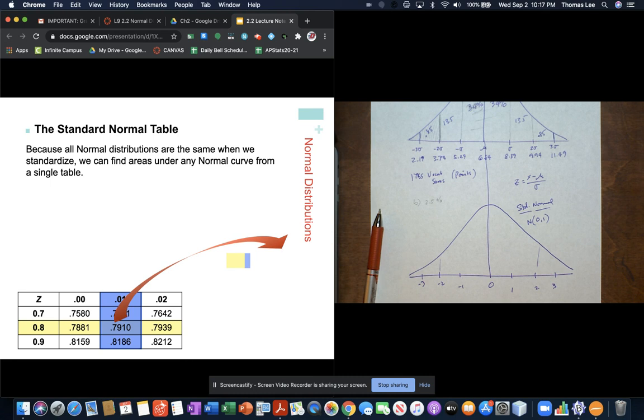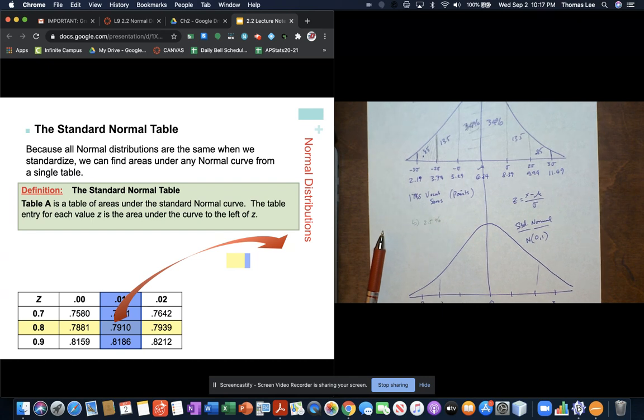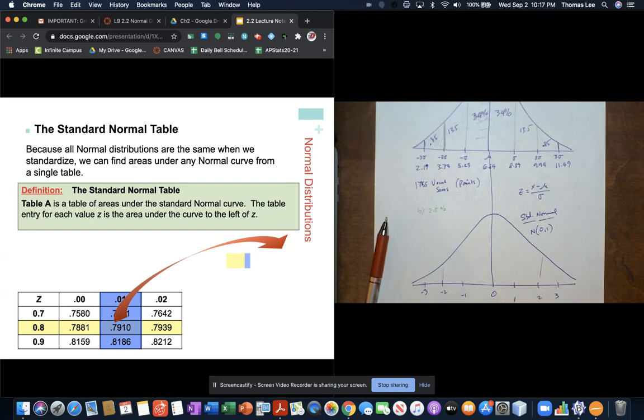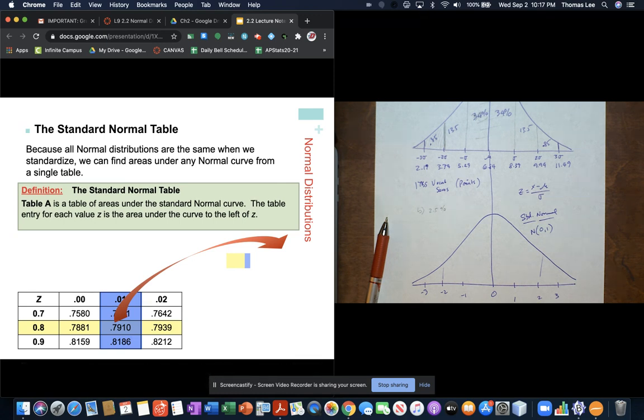Okay, so one thing you're going to use is what's called the standard normal table. It's also called Table A. On the AP exam, they want you to know how to use tables. Even though tables are pretty much archaic in this age of technology, software, and computing power, they still want you to know how to read a table.